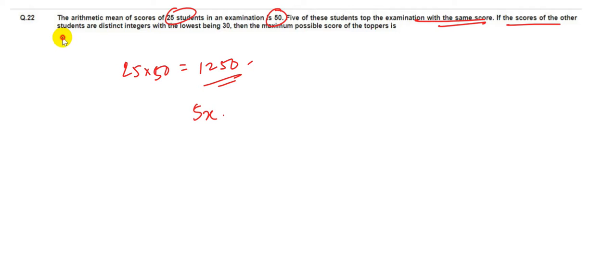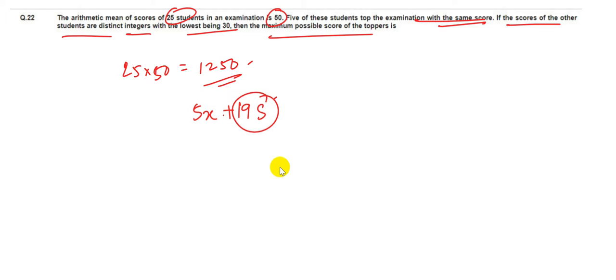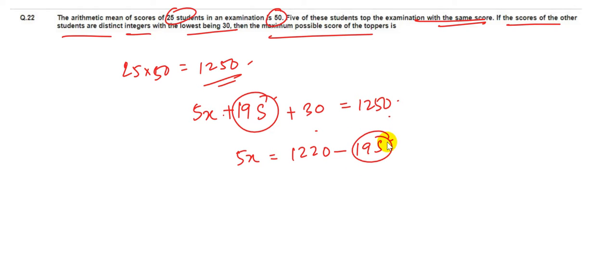If the scores of the other students are distinct integers with the lowest being 30, then what is the maximum possible score of the toppers? So 5x plus the sum of 19 students, and we don't know what this is, plus 30, which is the lowest score, is 1250. So that means 5x is 1250 minus 30, that's 1220, minus the score of 19 students. Now we have to maximize this, and to maximize this we have to minimize this.